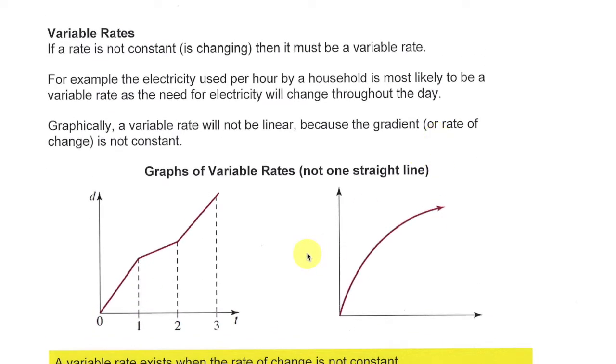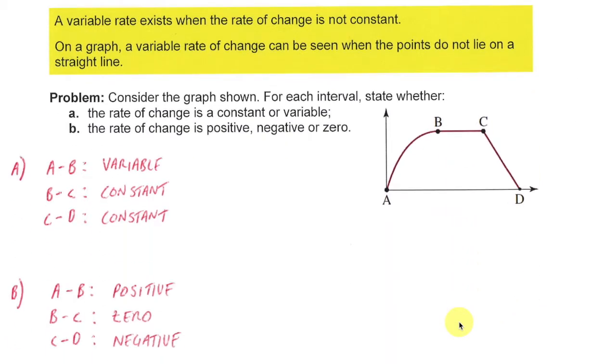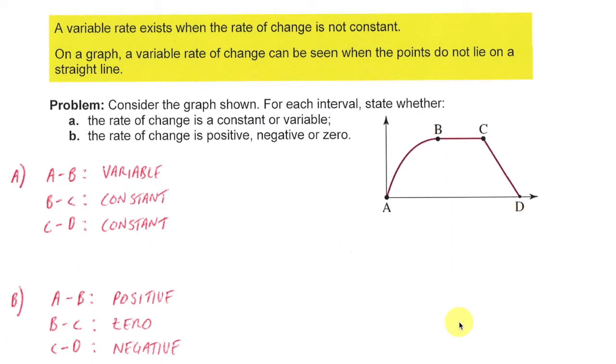Sometimes, and quite often in fact, we don't have constant rates. We have what we refer to as variable rates. So the rates are changing as the vertical axis changes. Let's consider this problem here. All right, so we've got one quantity changing with another, and this is the graph that's shown.